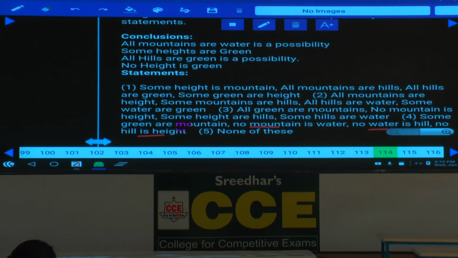Out of these 4 statements, 3 are negative statements. That means in order to derive any conclusion, we should combine 2 statements. Then only one affirmative is there. That affirmative, combined with a negative statement, gives a negative conclusion. Hence we cannot get this affirmative statement at all from the given statements. Some green or mountain, some mountain or green can be derived, but height and green cannot be derived at all. Then what is your answer? Choice 5 is the answer.